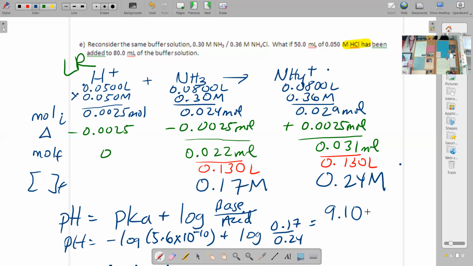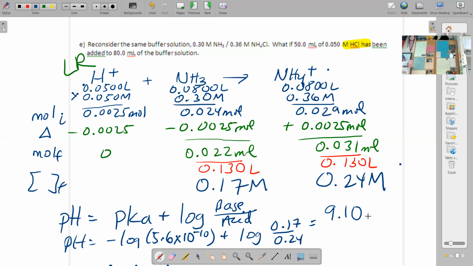Mine rounds to 9.10, but I'll take it. If you did this right, you should get an answer of about 9.09. Mine rounded to 9.10. But there are a lot of places for mistakes, so make sure your numbers look good. Your molarities should be very close to mine. I rounded to sig figs. So it's pKa, which is 9.25, plus log.